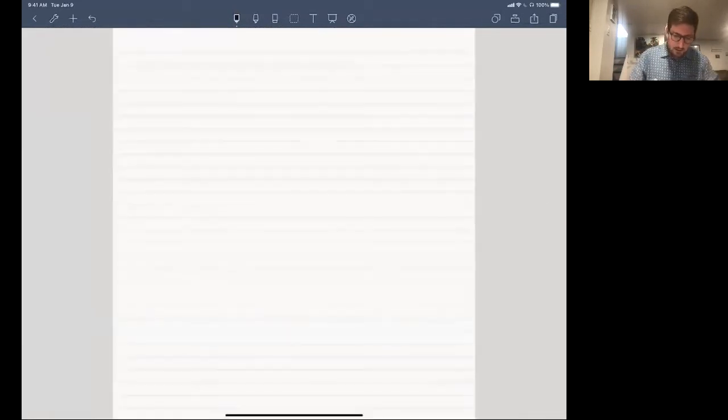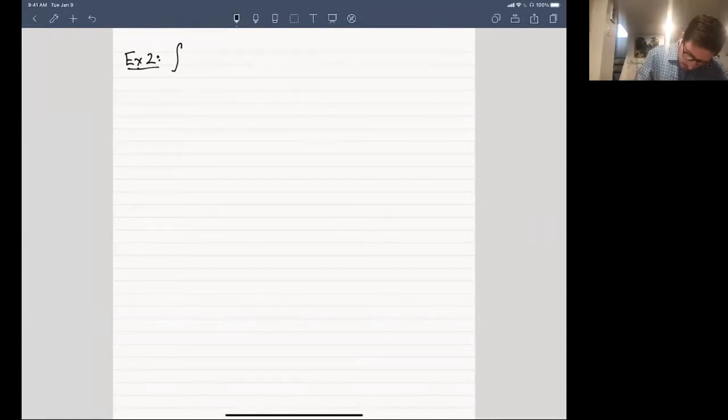Okay, let's look at another example. Sorry, example 2, right? I'm getting ahead of myself. Okay, let's look at the integral from pi/4 to pi/2. You see the pi's in there? We know it's going to be trigonometric, right? Cotangent of theta times cosecant squared of theta d theta.